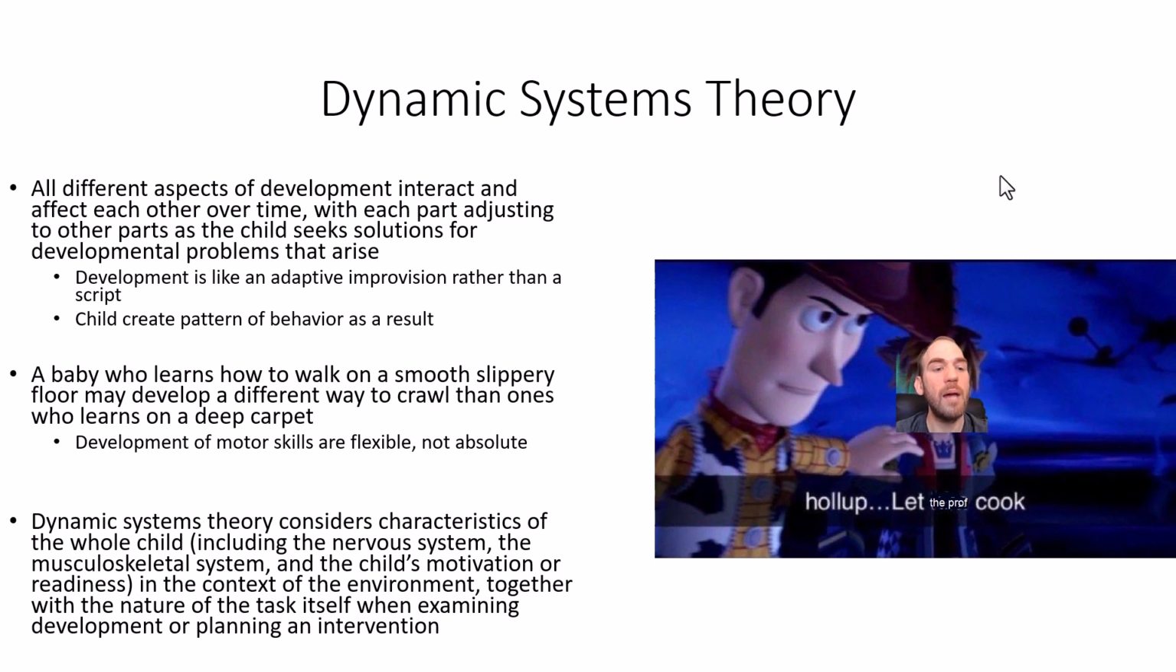For example, a baby who learns how to walk on a smooth, slippery floor may develop a different way to crawl than one who learns on a deep carpet. Development of motor skills is flexible. They are not absolute. Dynamic systems theories consider characteristics of the whole child, such as the nervous system, the musculoskeletal system, the child's motivation, in the context of the environment, together with the nature of the task itself when examining development or planning an intervention.